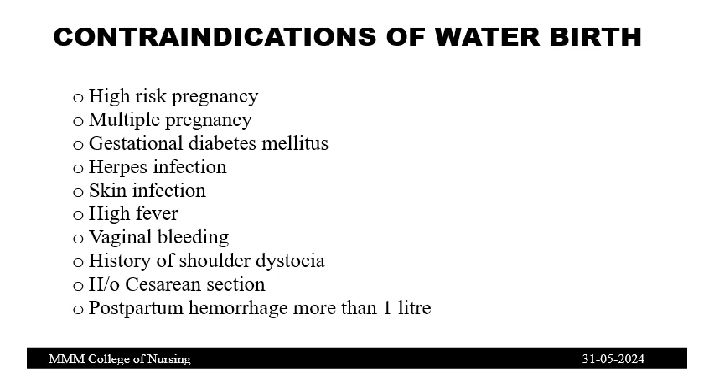Contraindications. What are the contraindications of water birth? High risk pregnancy, multiple pregnancy, gestational diabetes mellitus, herpes infection, skin infection, high fever, vaginal bleeding, history of shoulder dystocia, history of cesarean section, and postpartum hemorrhage of more than 1 liter.